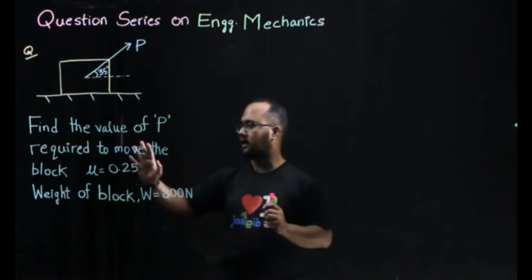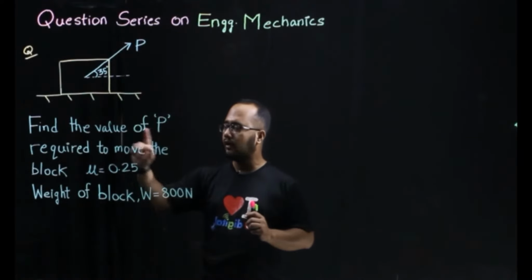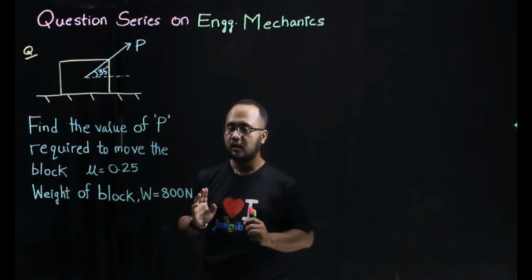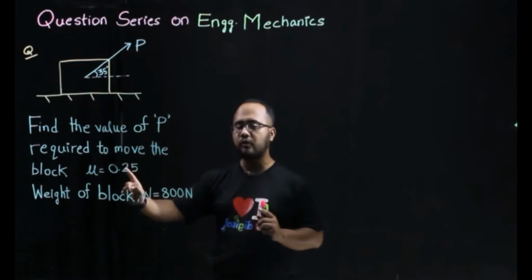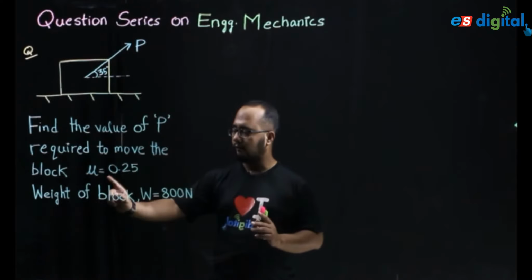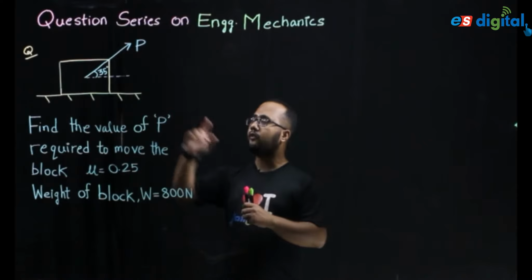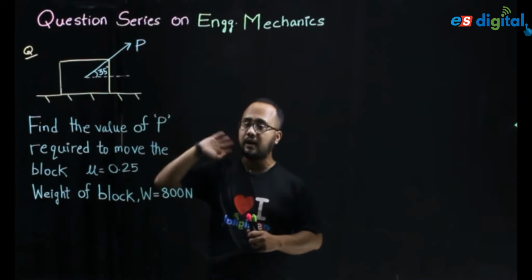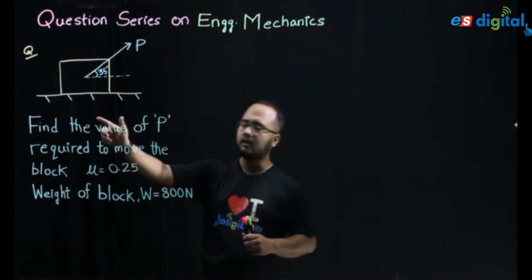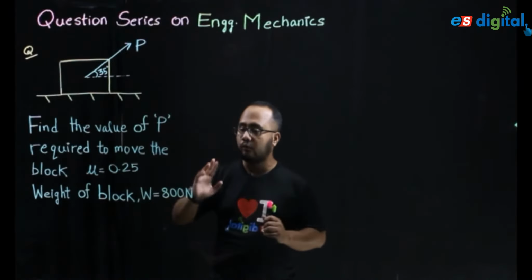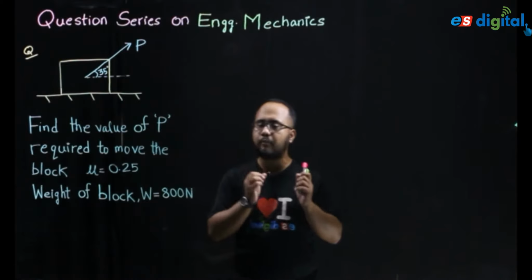So let's start. In this question, we have to find the value of force P required to move the block. We are given the coefficient of friction 0.25 and the weight of the block is 800 Newton. Important thing is that "required to move" is basically the condition of impending motion.